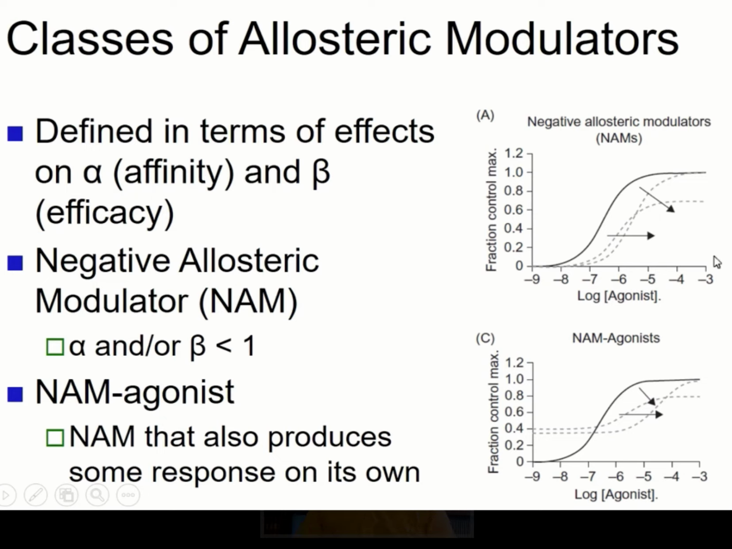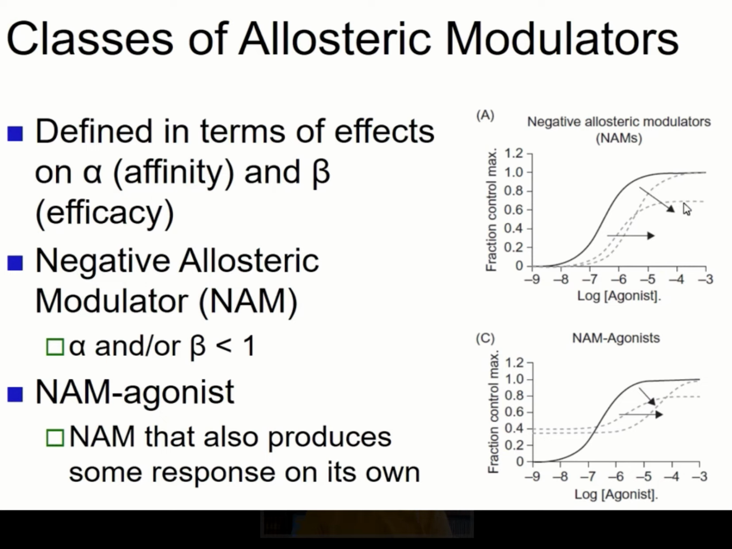Something unique here is we can have what's called a NAM agonist. This is a negative allosteric modulator that through one mechanism or another actually does produce some response of its own. It's a partial agonist that binds to an allosteric location and decreases either the affinity or the efficacy of our traditional agonist. So in this situation, we see that both NAM agonists start the response higher. However, one of them, when we add the agonist, gets up to 100% response, while the other one does not. But both of them change the potency of the agonist.